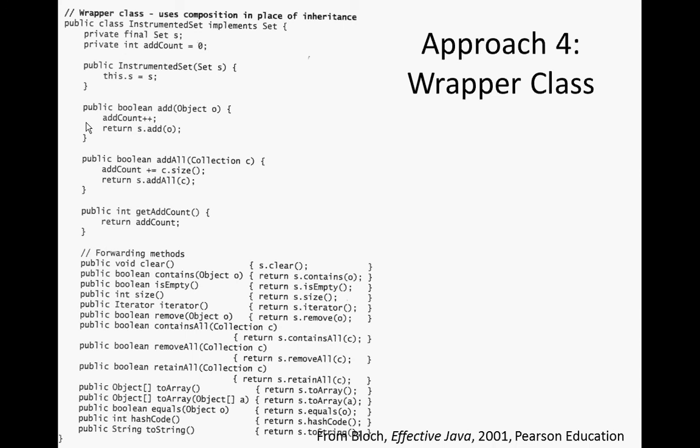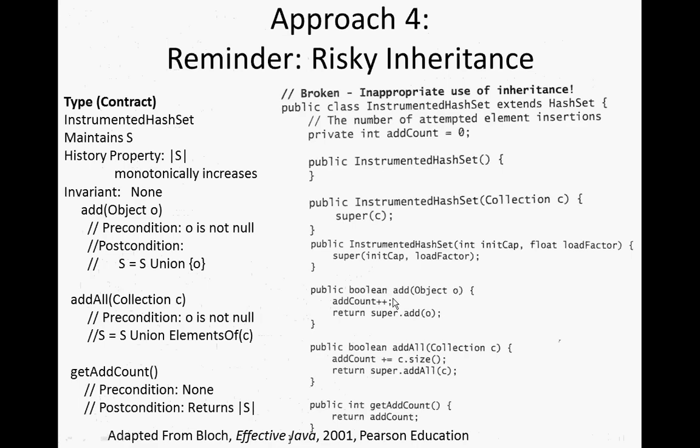This is what we call a wrapper class because it's instrumented set is wrapped around some implementation of set, and it's just delegating to it. It's just delegating one after the other. However, what it lacks in the way of aesthetics over here, it gains in the way of robustness compared to this.